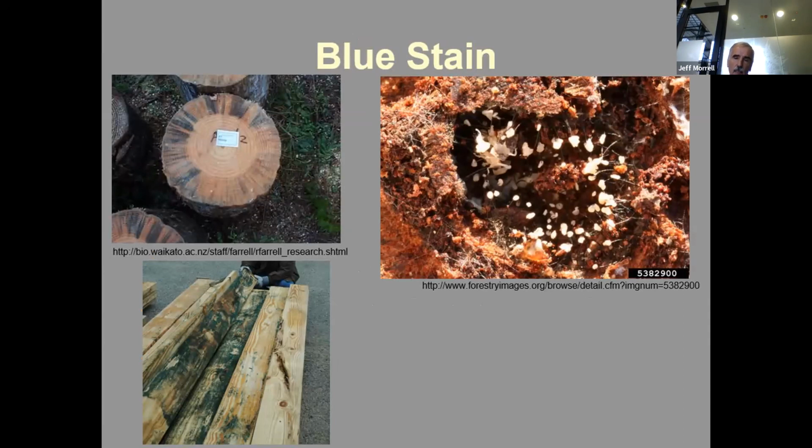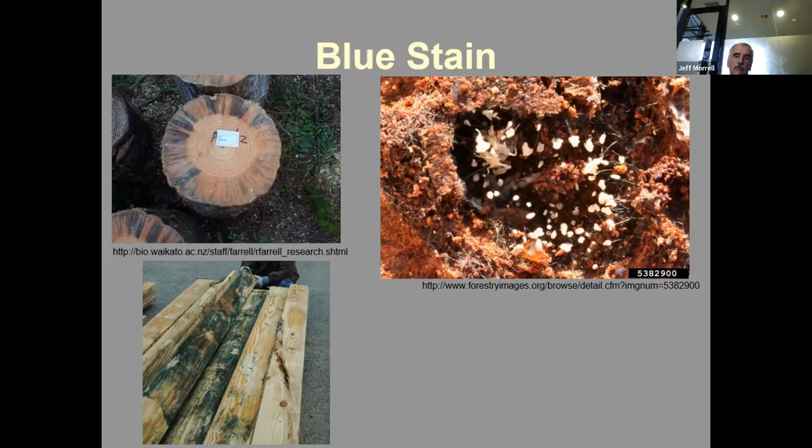On the right-hand side are the spores produced by the stain fungus, and it is closely tied to the life cycle of a bark beetle that gets into freshly killed trees. Those white globs are globs of spores that stick to the beetle as it leaves the tunnel and goes out to a new tree, and those spores are then transported to a new piece of wood to grow on.